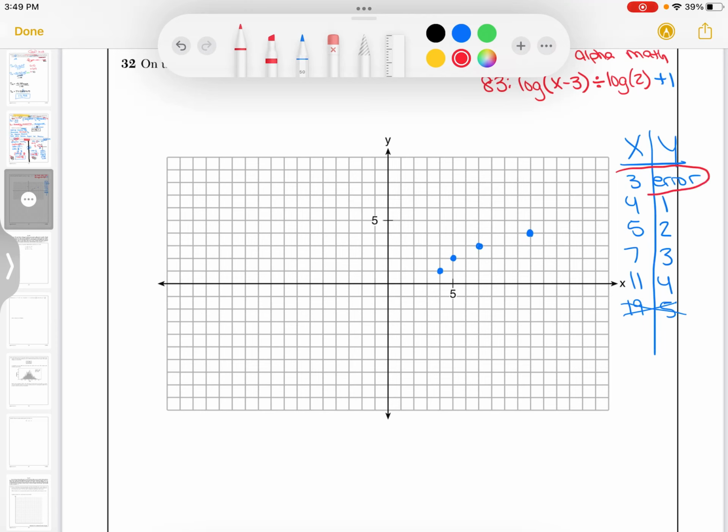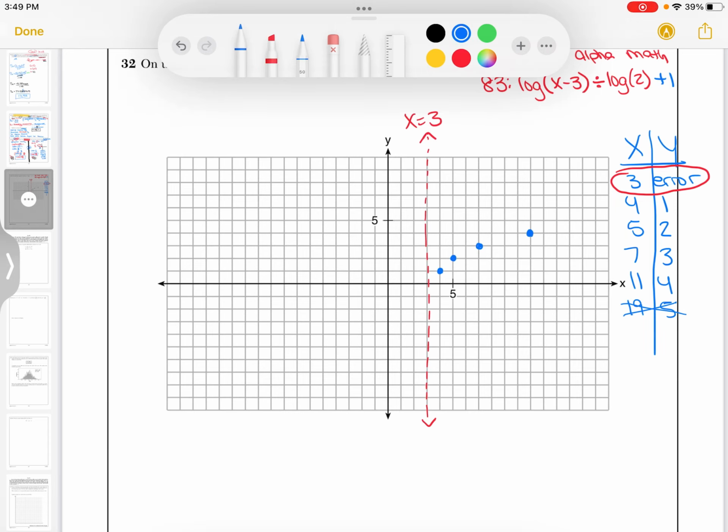The asymptote is where you have an error on your table. I have an error at 3, so that means my graph does not exist at 3, and that's the definition of an asymptote. It is the line that your graph approaches but never touches. So my asymptote is at x equals 3.